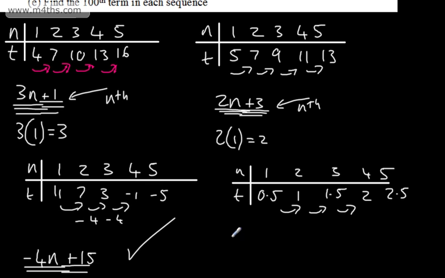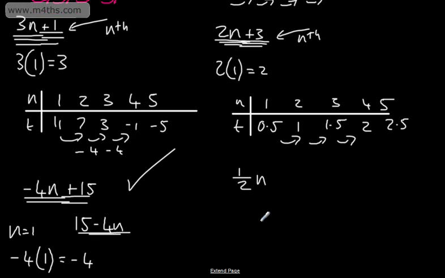So what we're going to have is the following. We're going to have 0.5, or if you like, 1/2 n. If I think about this now, when n is equal to 1, I'm taking this first one. We're going to have 1/2 of 1, which is going to give me 1/2, or if you like, 0.5.